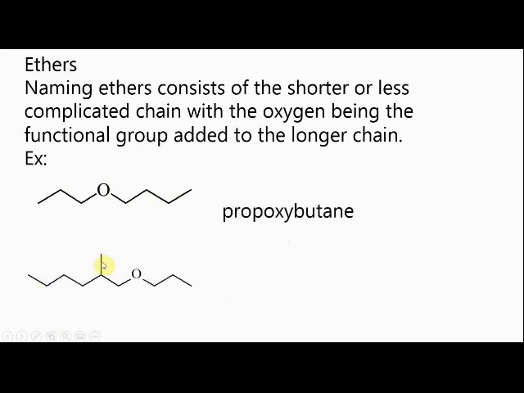In this one, the longer chain also has a branch. The longer chain is 1, 2, 3, 4, 5, 6 carbons long, with a methyl group on the second carbon. And the attachment on the oxygen on the other side is 3 carbons long. So this would be in alphabetical order again, remember. So this would be 2-methyl, 1-propoxy hexane.